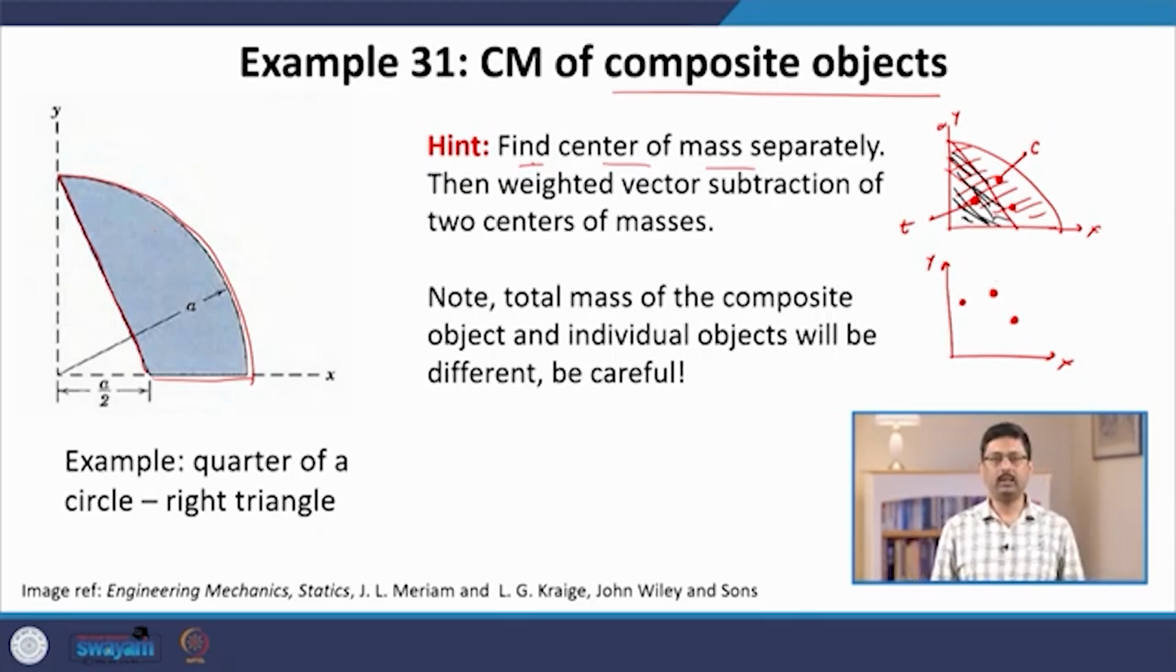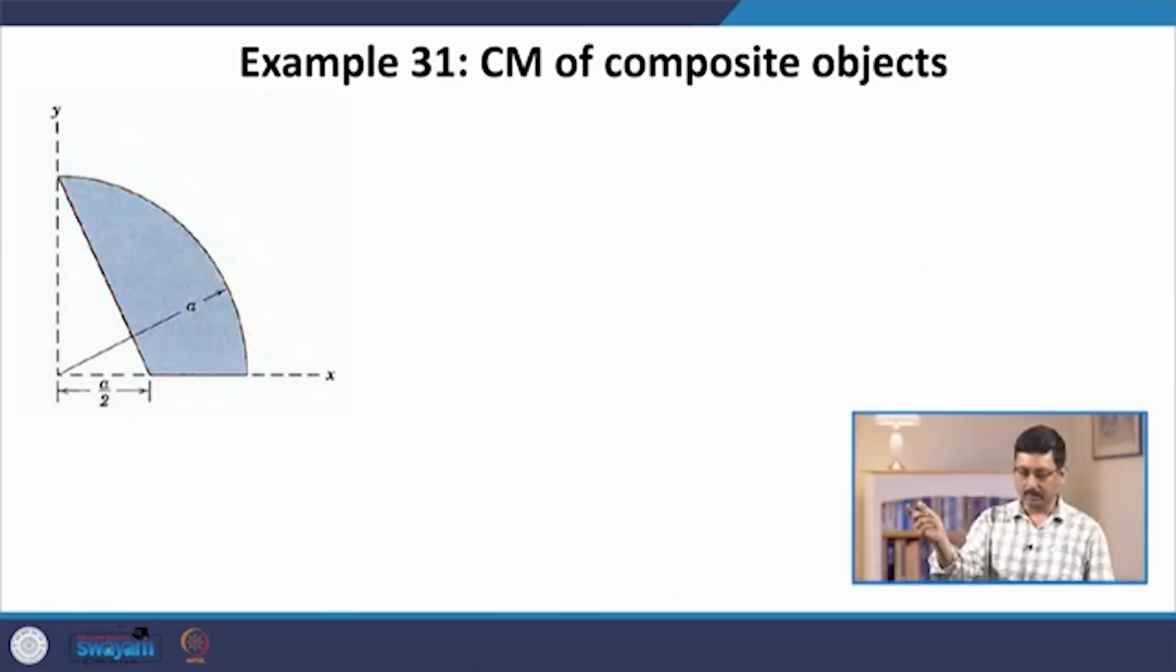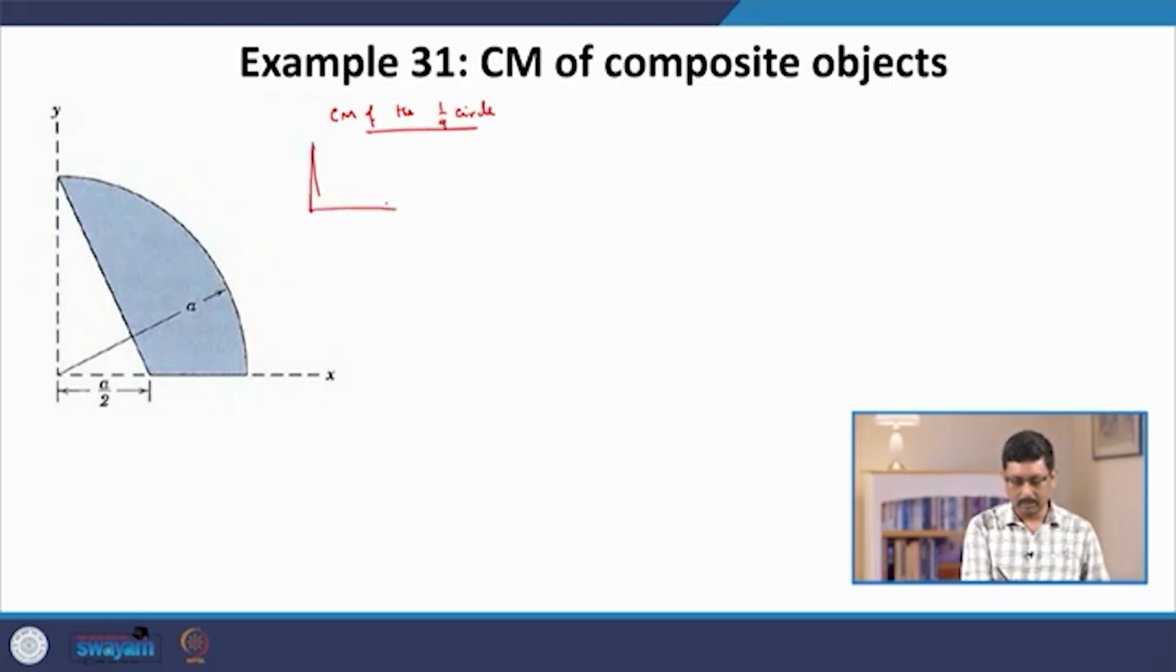Now, I am going to work out this problem in some detail to show you the algebra. There are several interesting aspects about this algebra. So, let us start doing this calculation. First, I am going to look at the center of mass of the quarter of a circle. We have this quarter of a circle, and according to the picture it has a radius a.